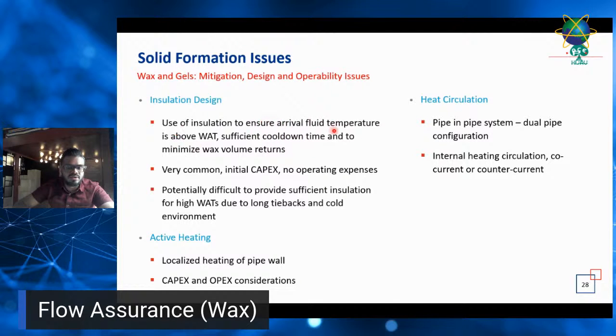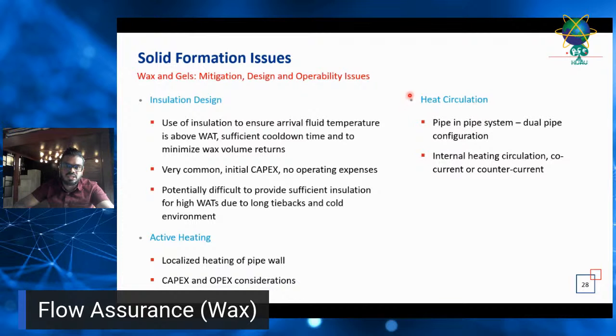Insulation: use insulation to ensure arrival fluid temperature is above WAT and sufficient cool down time, and to minimize wax volume returns. This particular design is very common, and it only involves a high initial capex, but then there's no opex involved. It is potentially difficult to provide sufficient insulation for high WATs due to long tiebacks and also cold environment. In this case, we need to look at other options, which is active heating: localized heating of the pipeline, which can incur high capex and also opex for your project.